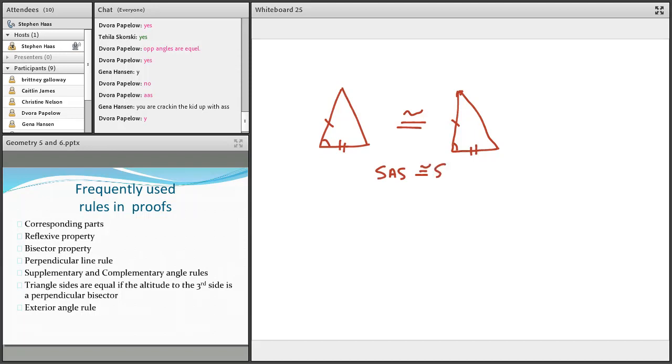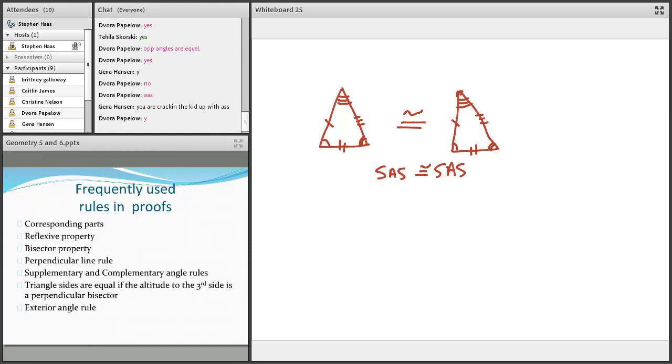Now, based on this, we can also prove by the corresponding parts rule that this side is equal to this side, that this angle is equal to this angle, and that this angle is equal to this angle. In other words, once you establish congruence, everything else falls into play. All the corresponding parts of congruent triangles are equal.